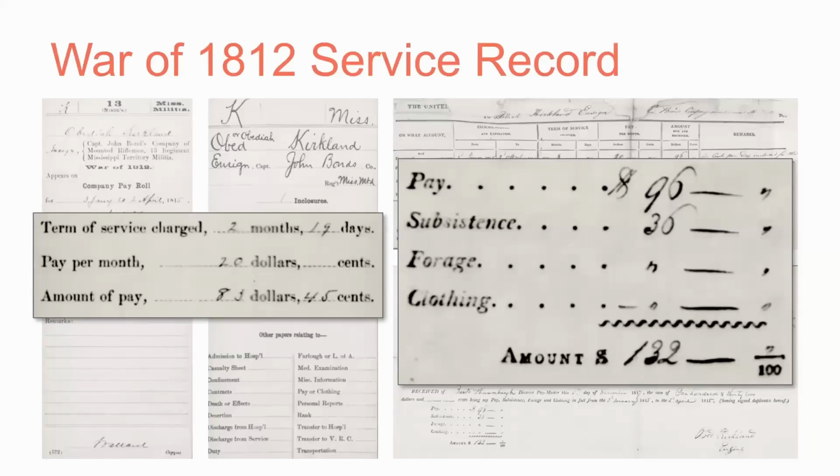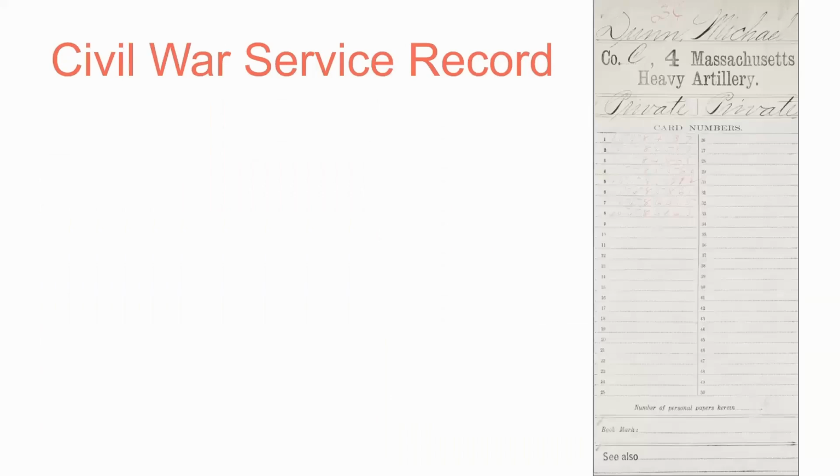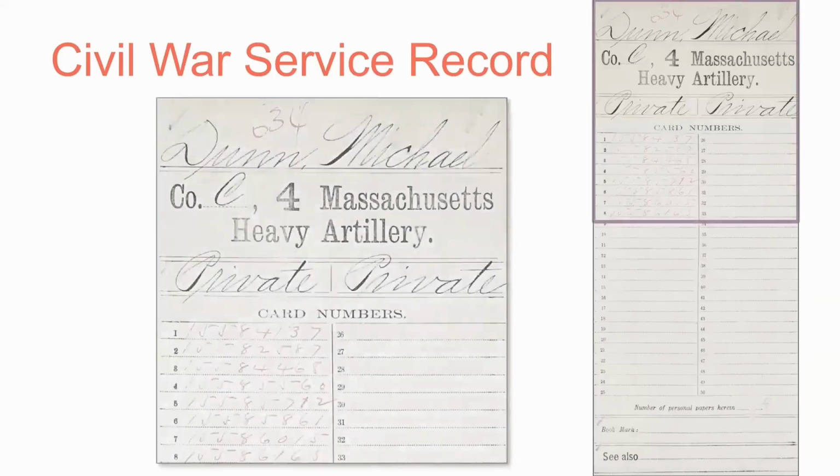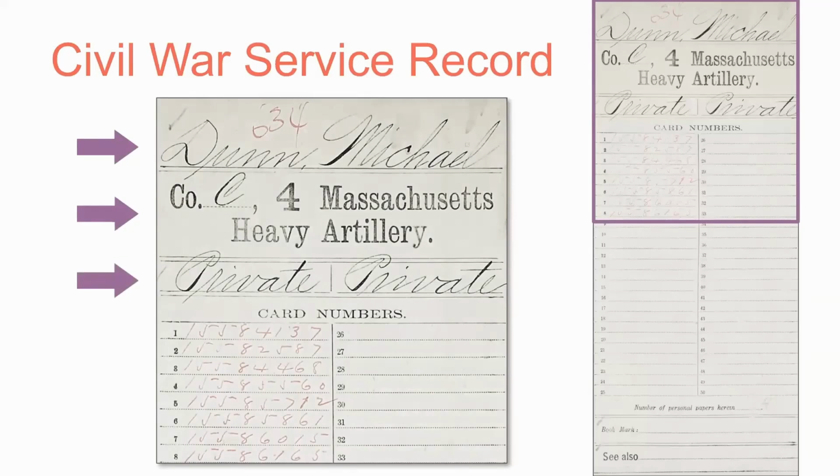So this is pretty basic of a CMSR, but I want to show you one from the Civil War to show you more information you can get. So again, here is the envelope. This one is for Michael Dunn, and it says that he is a private in Company C in the 4th Massachusetts Heavy Artillery. And again, it has all of the card numbers of the records in his CMSR, and you can see he has a lot more cards than in the previous one we looked at.